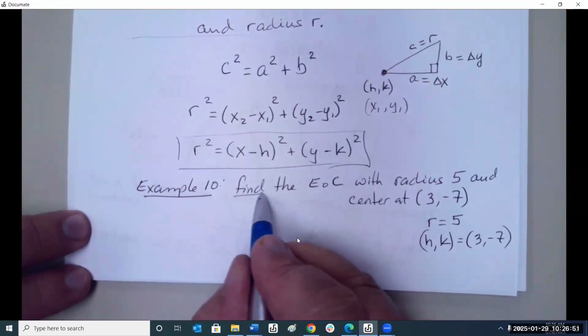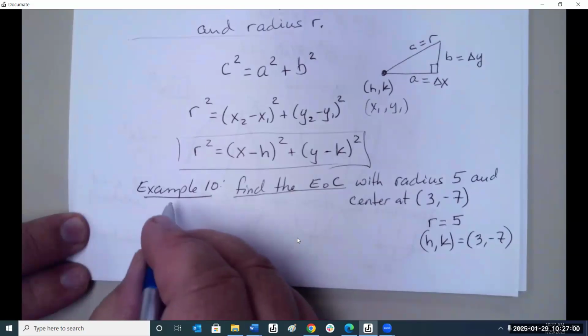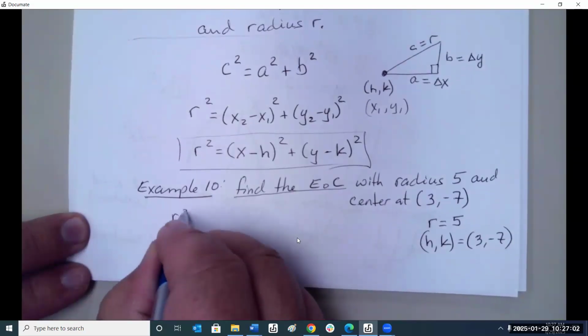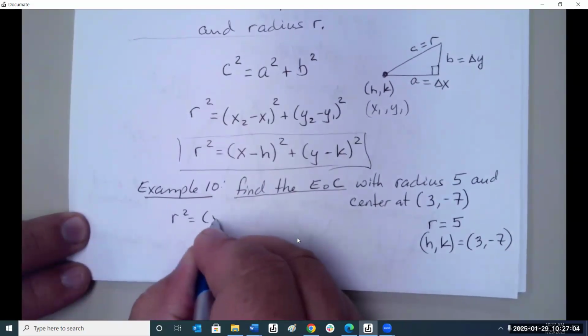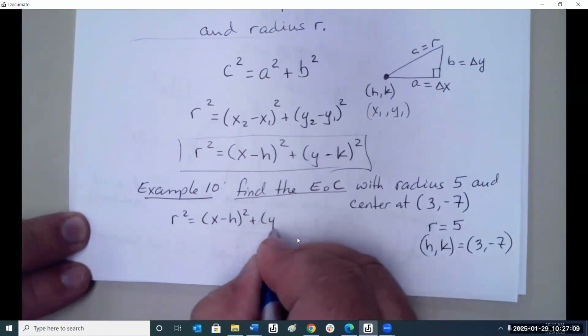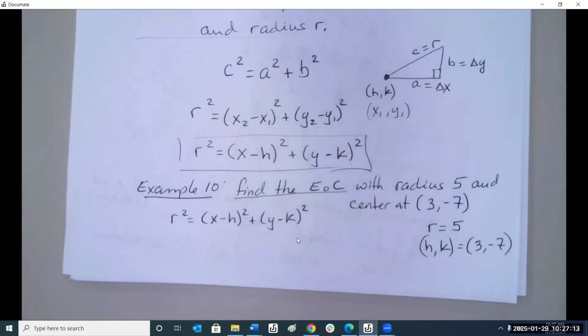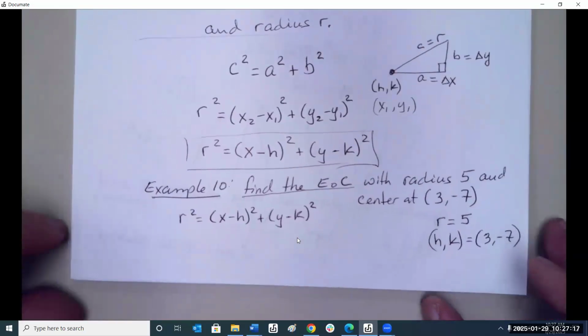Since it's asking us to find the equation of the circle, it says in the question, find the equation of the circle. So that tells us we have to use our equation, r squared equals x minus h squared plus y minus k squared. The question tells us what formula we have to use. Now we just plug and play.